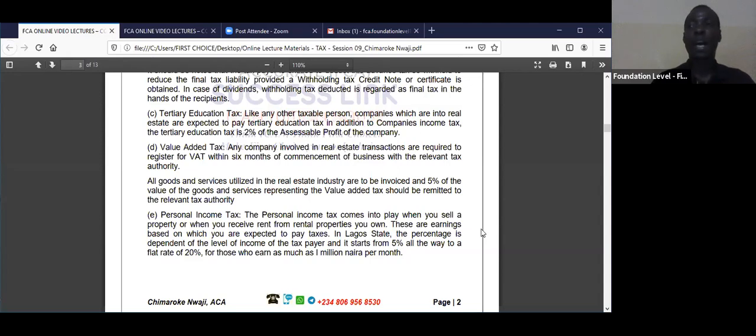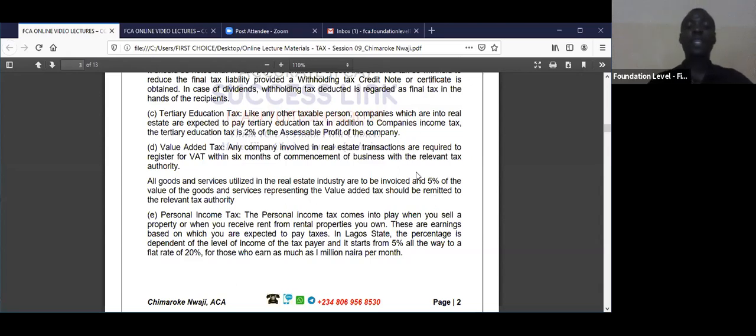If you are within the threshold of 25 million to 100 million, then if you are a big company, you have a 1% discount. I just thought I should say all of these for the sake of the exams.